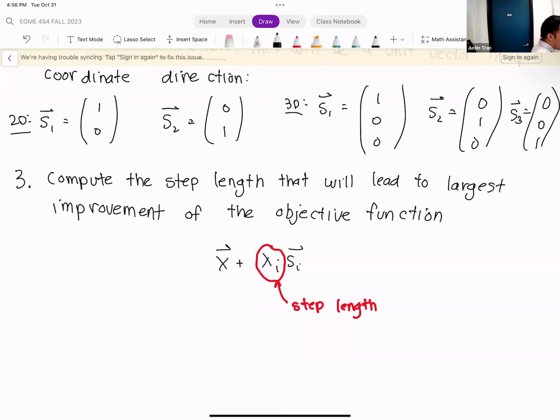And so we want to solve for that step length that's going to lead to the biggest improvement of our objective function. Okay. And so one way that we can formulate this problem is that if we evaluate our objective function at this new location, it should lead to an improvement.